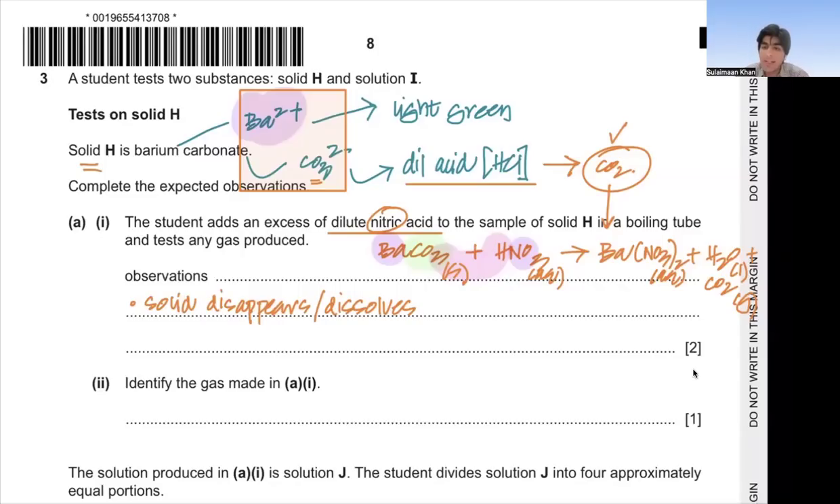Kiddo, barium carbonate is insoluble, but it still reacts with an acid because it's a weak base. Weak bases react with acids. So when it reacts with acids, yeah, solid disappears.